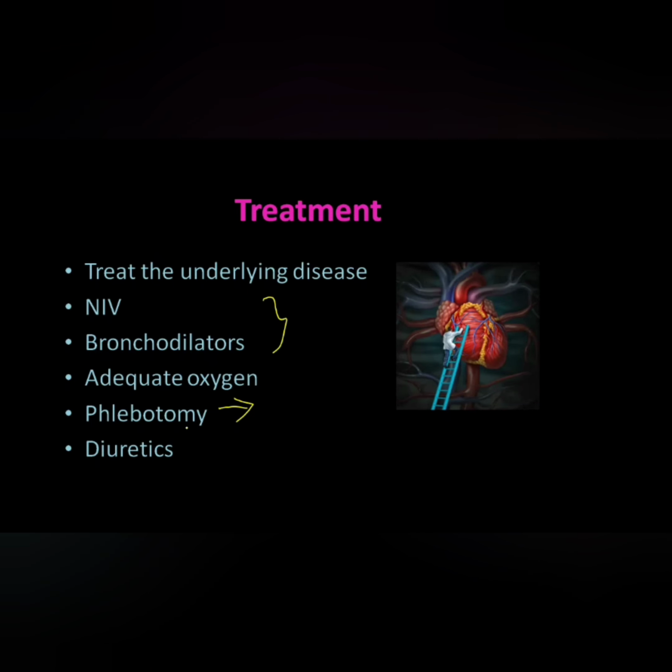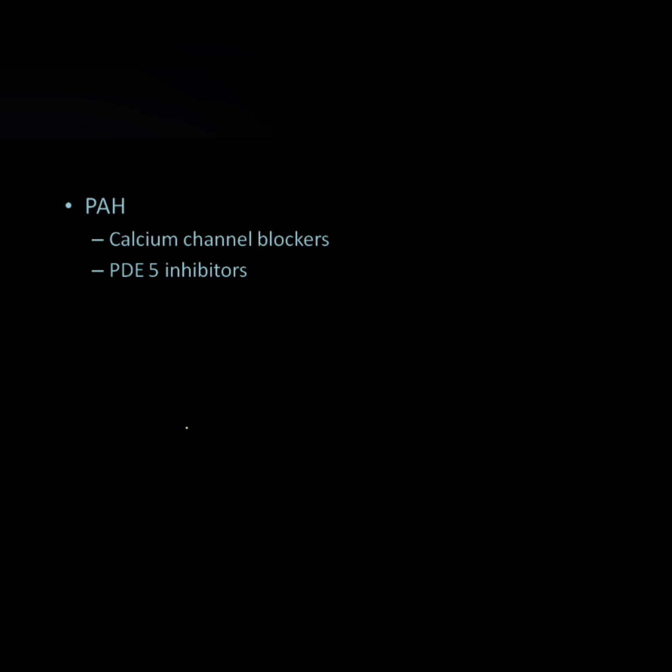Diuretics can decrease the salt and the water accumulated. Anticoagulants, because when the person has thromboembolic events, yes, the person has to be put on anticoagulants. Now treating the pulmonary artery hypertension is the mainstay of treatment. So how do you treat? By giving calcium channel blockers and by giving phosphodiesterase 5 inhibitors.